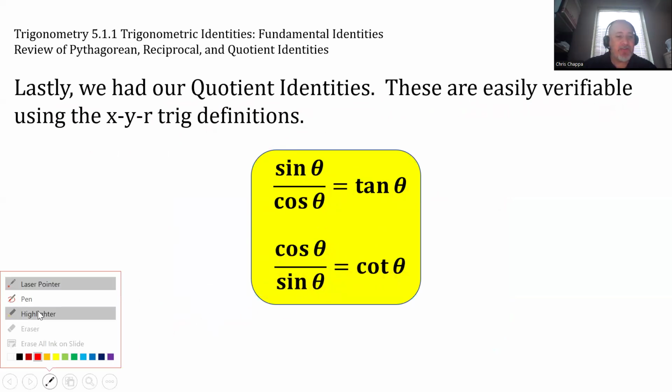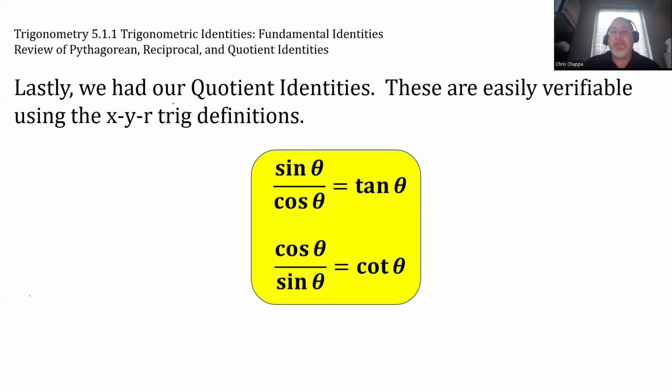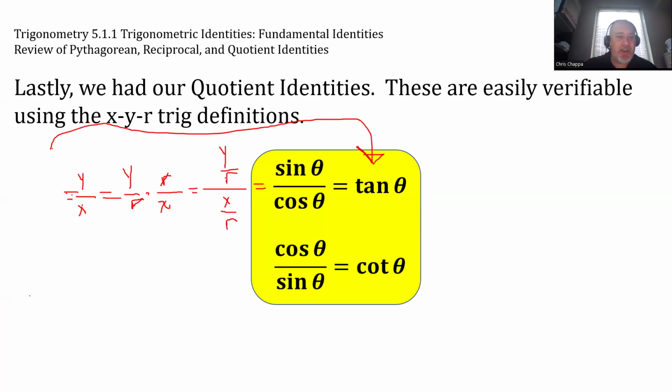To show you how easy it is to verify these, let's pretend that we're verifying the first one by starting with sine of theta over cosine of theta. If we replace each of these with their definitions, sine of theta is y over r, cosine of theta is x over r. Algebraically, to divide one fraction by another, you multiply the first fraction by the reciprocal of the second fraction. And again, algebraically, the r's would cancel, leaving y over x, which is the very definition of tangent. So it's not that difficult to verify this one if you know your definitions.